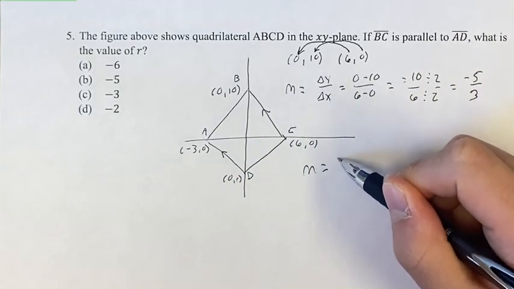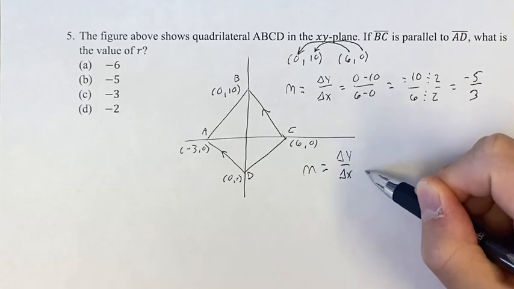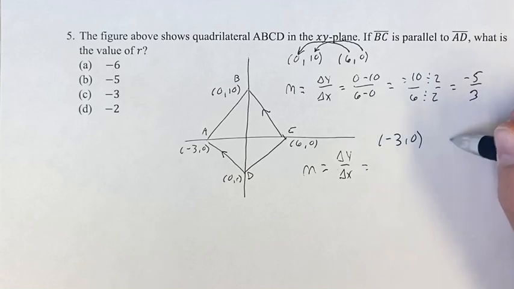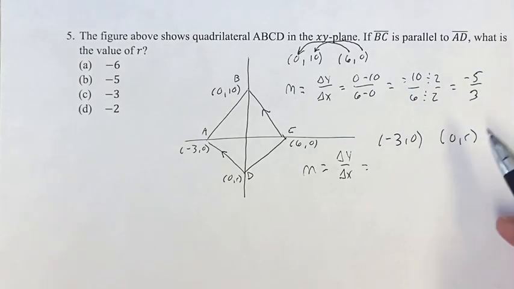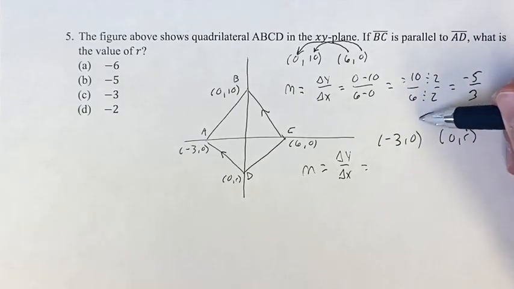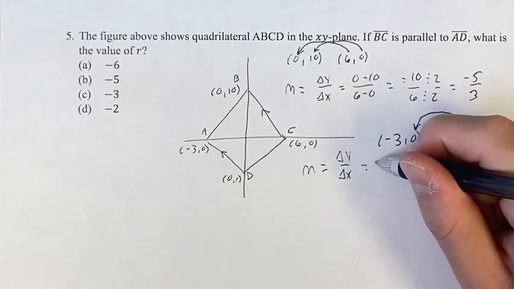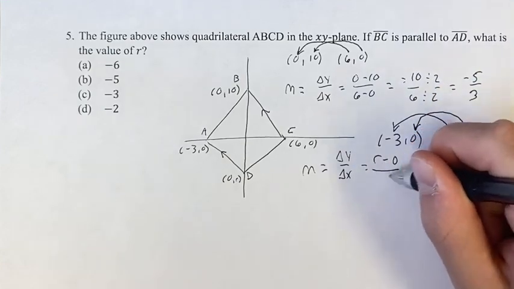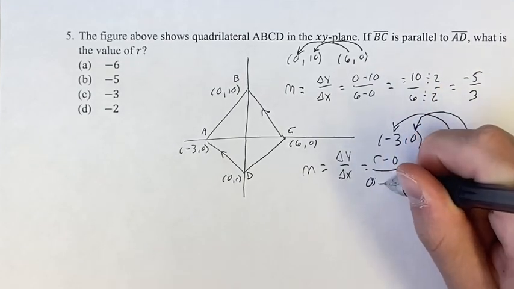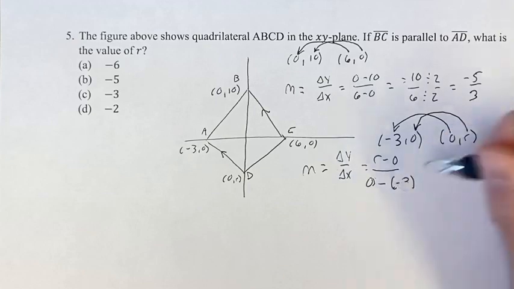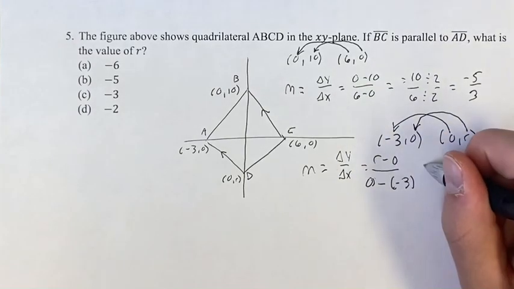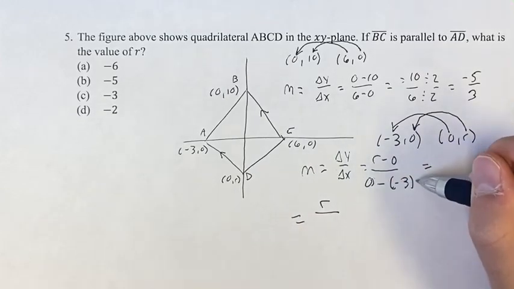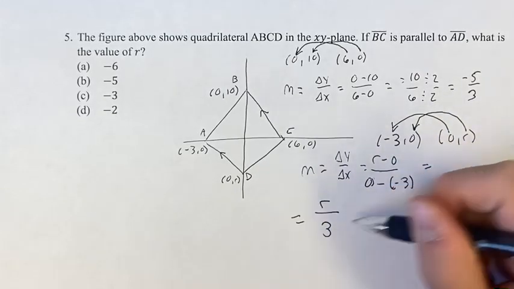So m is equal to the change in y over the change in x. For this one, we have (-3, 0) and (0, r). So the change in y is r minus 0. The change in x is 0 minus negative 3. R minus 0 is r. 0 minus negative 3 is 0 plus 3, which is just 3.